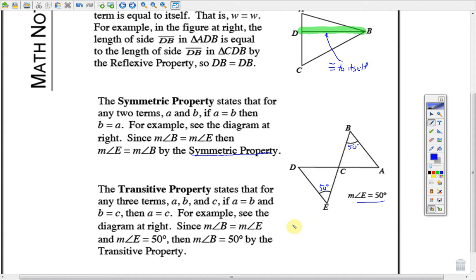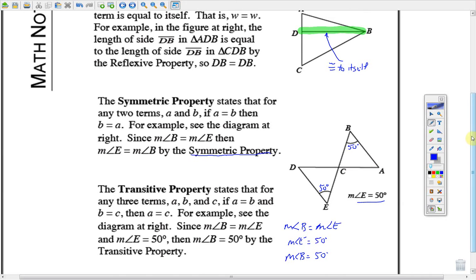So we had a three-line logic there, right? We had measure of angle B equals measure of angle E. Then we had measure of angle E equals 50, which then let us say that these two, measure of angle B, must also equal 50 degrees.